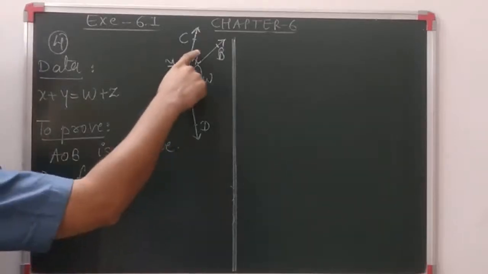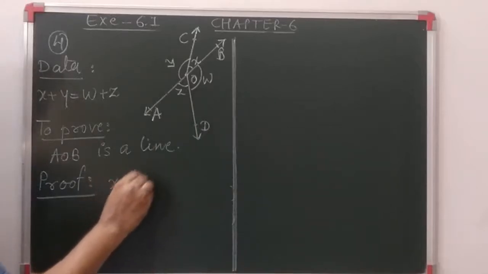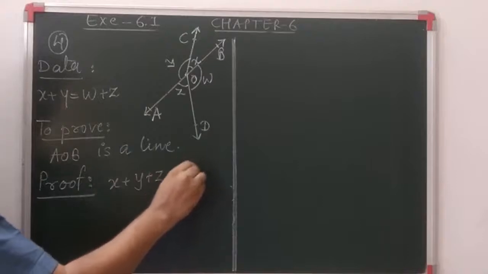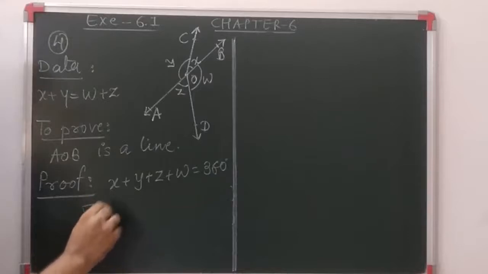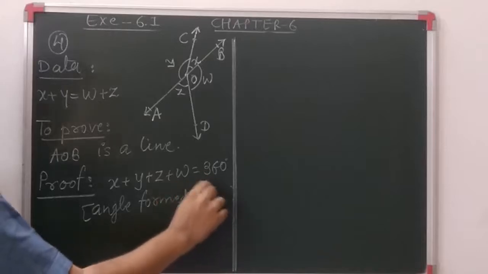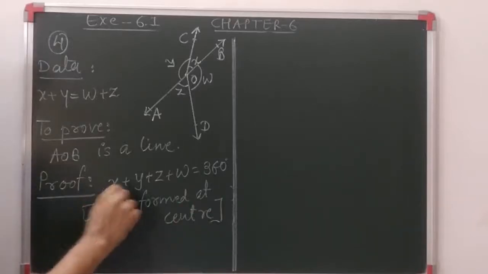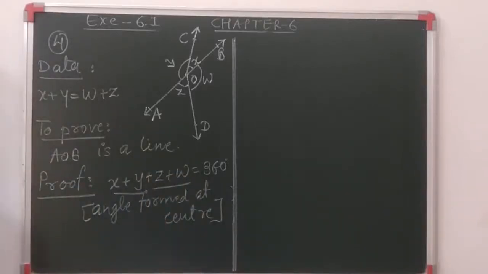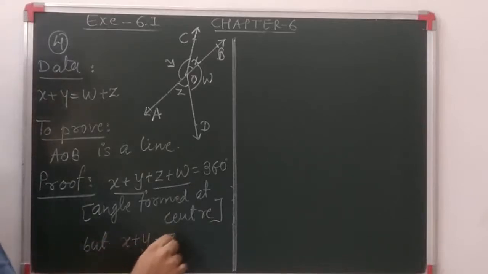Now recall this, what is the sum of x plus y plus z plus w? Yes, that is 360, because it is called angle formed at a center. So we can say that x plus y plus z plus w is equal to 360. So it must be 360. Now look at the data. x plus y is given the same as z plus w.